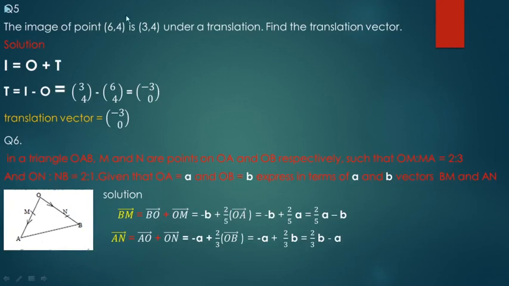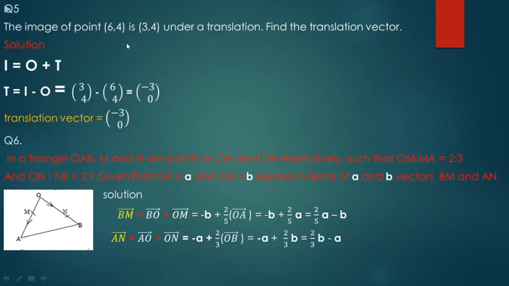Question number 5. The image of (6, 4) is (3, 4) under translation. Find the translation vector. Remember, you are told the image of this. So (6, 4) is the object and (3, 4) is the image of this one under translation. And I'm asked to find the translation vector.